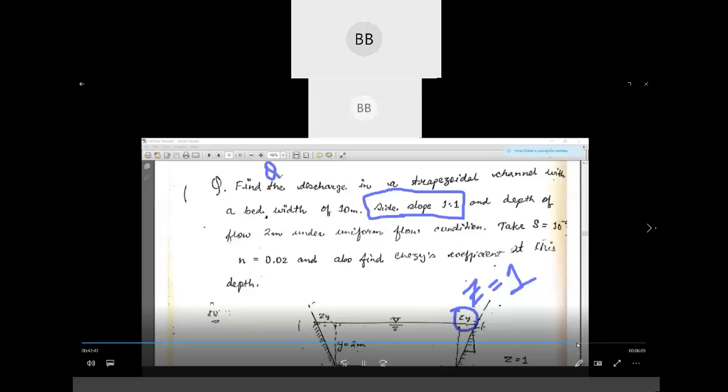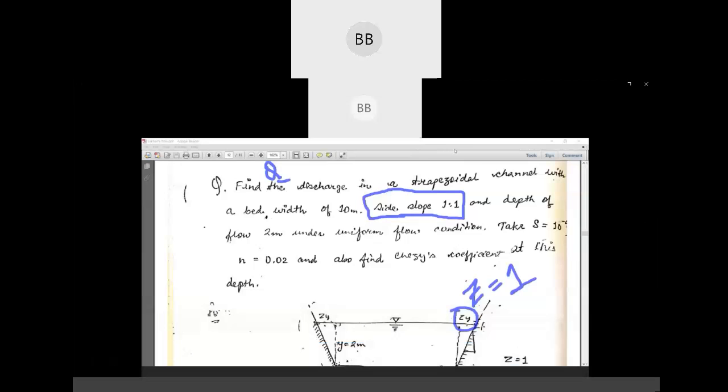Here also you need to find out the discharge of a trapezoidal channel. Width of the channel is given 10 meter. You do not need to write the whole numerical. You directly just write the given data. That is what you need to find out, that is discharge. Discharge is question mark. Then it's given trapezoidal channel. Width of the channel is 10 meter. Side slope is given 1 is to 1.